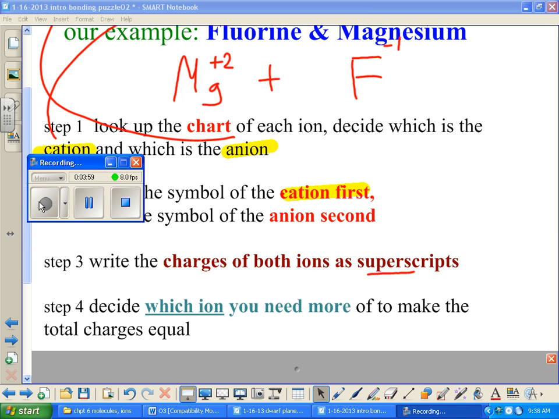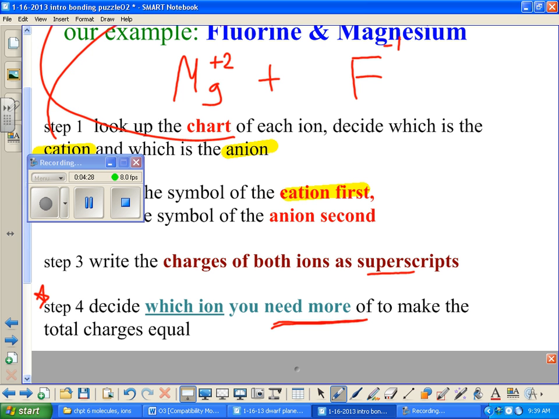Next step. This is when you start thinking. Step 1, 2, and 3. We can probably teach a 3rd grader to do that, right? No insult to you intended. Look at the chart, find the letter, copy down the charge. Now, this is the reason you're in high school. You gotta think. So we're gonna decide, which do you need more of? And we'll explain that. Let's see what this means.